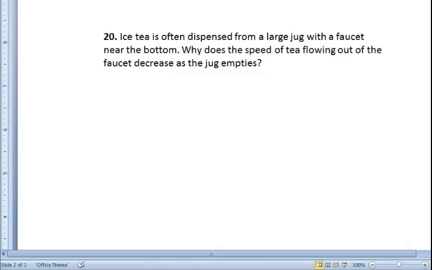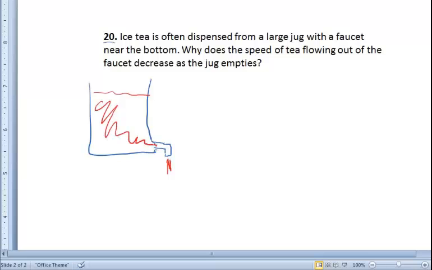Last but not least, we can ask the same question they ask in exercise 20. Iced tea is often dispensed from a large jug with a faucet near the bottom. Why does the speed of tea flowing out of the faucet decrease as the jug empties? And in essence, we can say, okay, so here's our jug. And we've got a little faucet coming out at the very bottom. And we'll have Kool-Aid coming out. Don't drink the Kool-Aid.